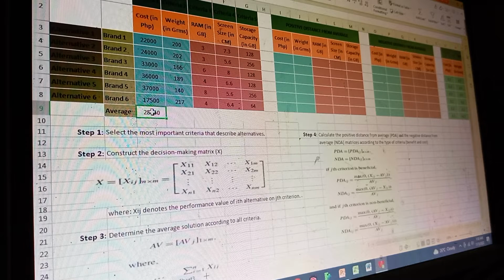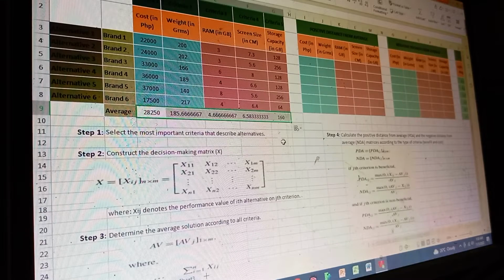So we will drag this one so that the value of all criteria will be shown. So like this. If we want to have fewer decimal points, we will just have this one. We'll have the 2 decimal places.